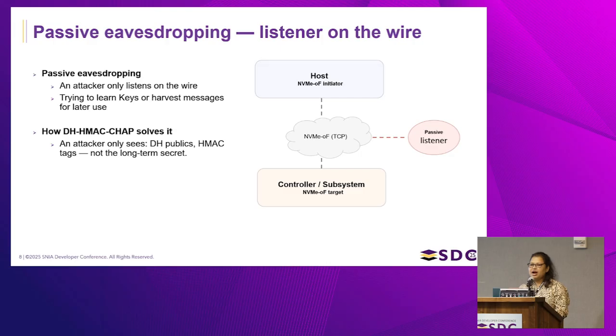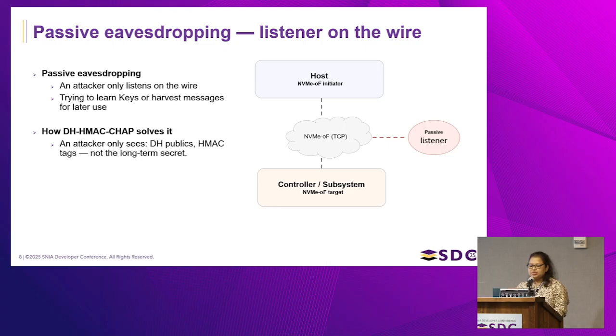But what it can't see is the host key and the controller key, because they are never transmitted over the wire. The host key KH and the controller key KC are never sent across the wire. Instead, the protocol uses the challenge response setup, where only the challenges and responses are sent on the wire. So since it can't see the long-term keys, it won't help the attacker.